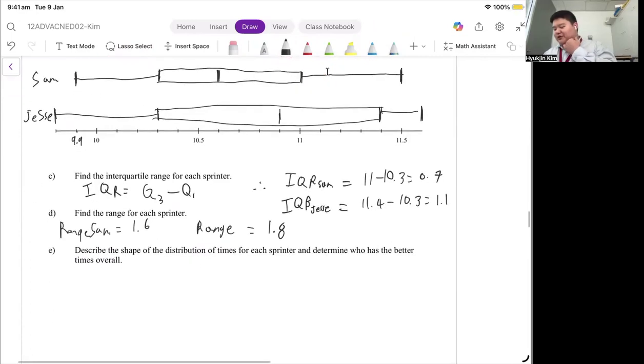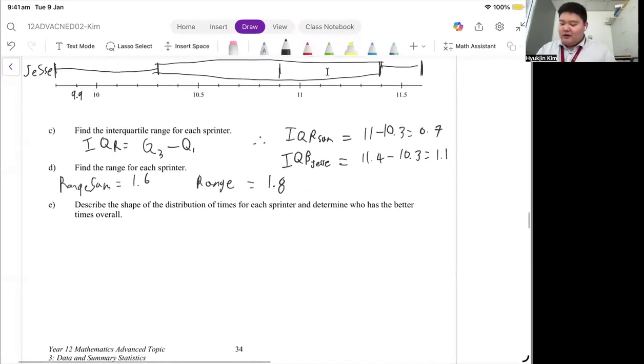Describe the shape of distribution of times for each sprinter and determine who has better times overall. Now, when they say shape of distribution here, there's a few things that I could note. Median.